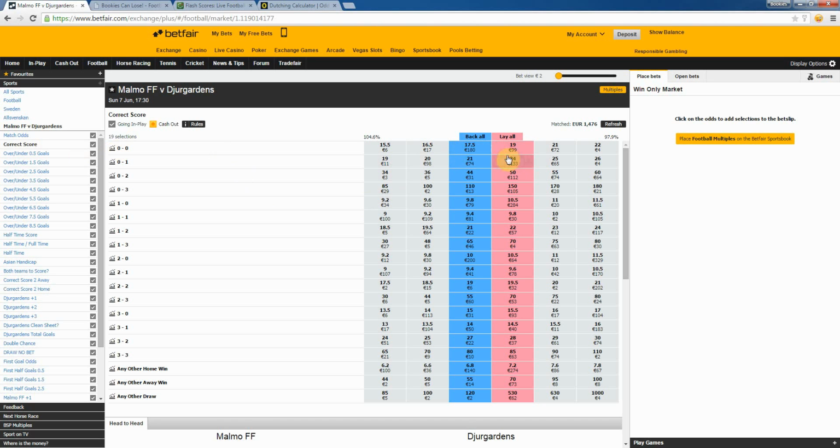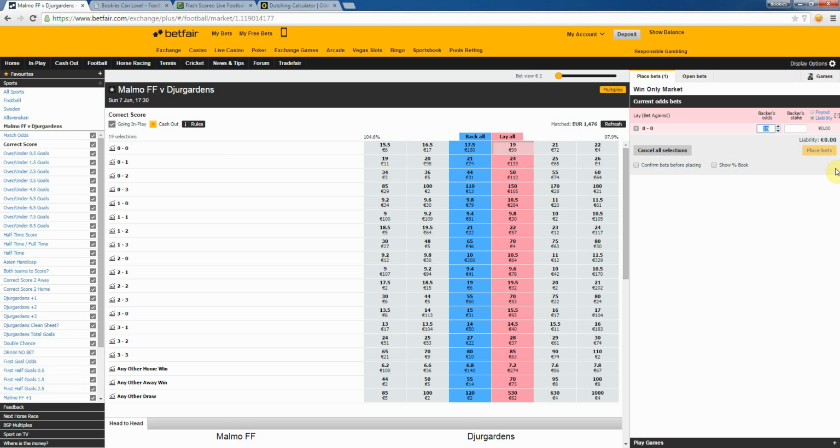So for example, for 0-0 here, you can see 19. So somebody is asking for 19. Someone wants to place their money and will accept a bet on 0-0 at the price of 19. So you can be a bookmaker. If you think this game will not end 0-0, you can accept that bet, and if the game ends in all other scores than 0-0, you will win.